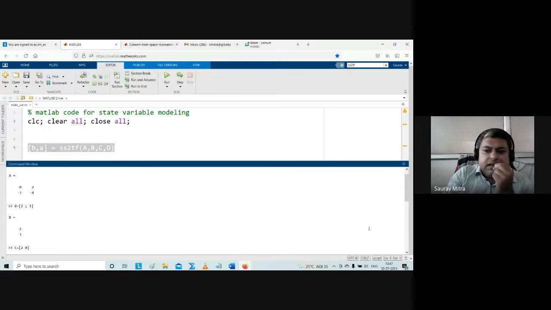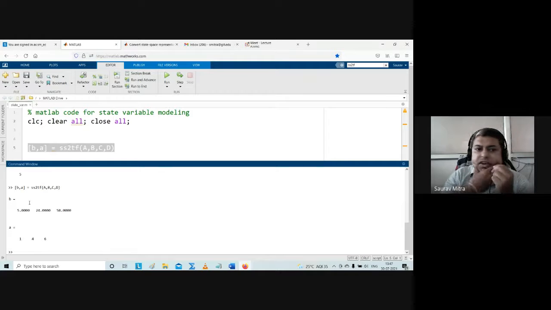Okay, so in this case, we have found out the A and B matrix. So the transfer function we are finding is 5s square plus 24s plus 58. The B matrix gives you the coefficients of the numerator, and the denominator coefficients are given as s square plus 4s plus 6. Okay, so again I'll repeat, numerator coefficients are given as num comma den, so here instead of B comma A you can say num comma den.